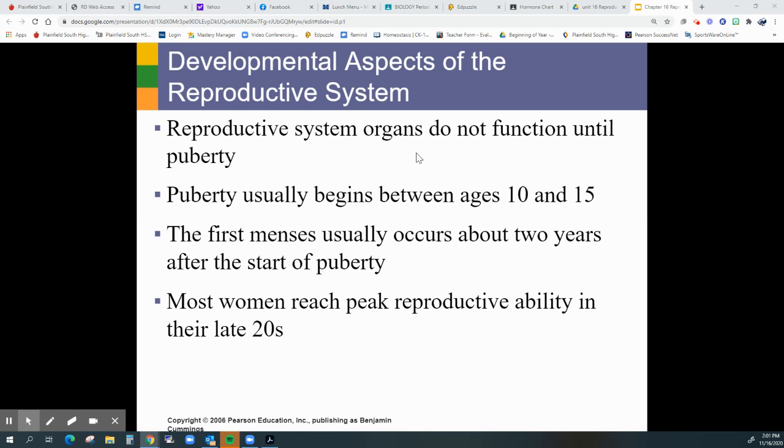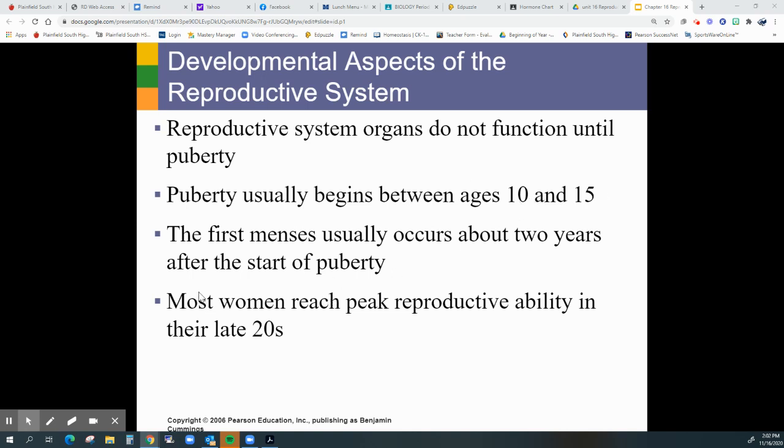The reproductive system really doesn't function until puberty. We've talked a little bit about this already in female anatomy. Puberty happens somewhere between about ages 10 to 15. Specifically in women, puberty is driven by weight. I think I mentioned this before, but it usually requires women to weigh about 100 pounds before the menstrual cycle really will start. The first menstrual cycle usually occurs about 2 years after puberty. So usually around age 12, but it's not unheard of to happen before that.